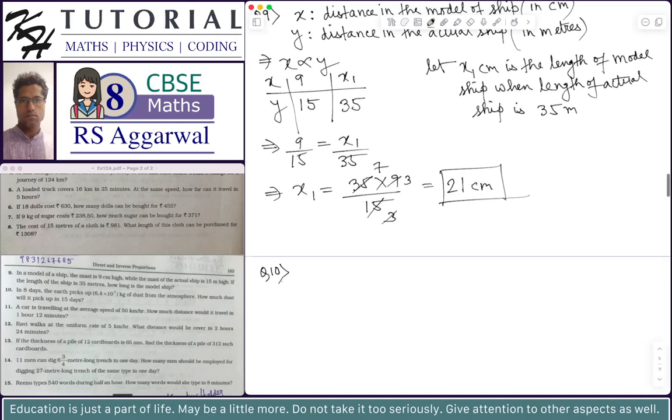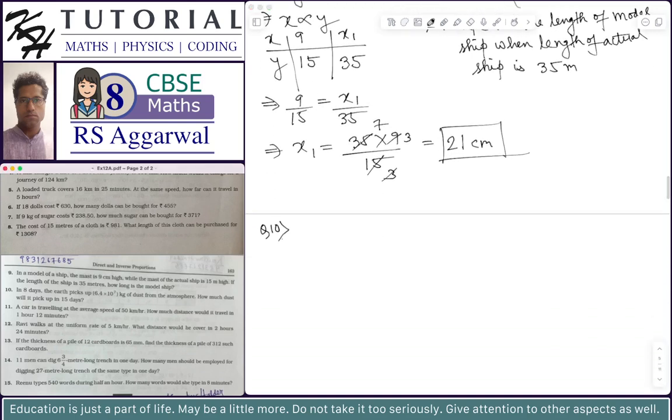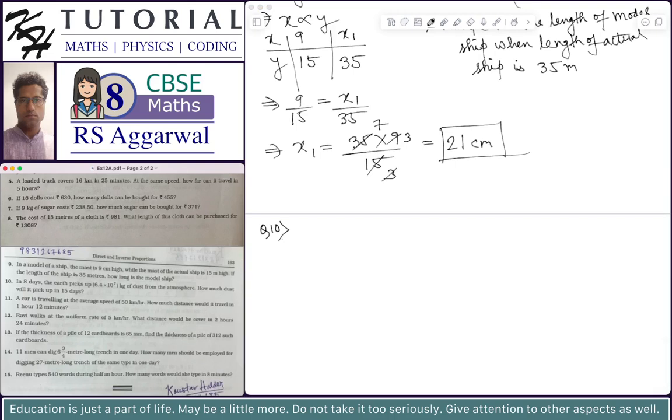Okay, let's do problem number 10. In 8 days, the earth picks up some kg of dust from the atmosphere. How much dust will it pick up in 15 days?